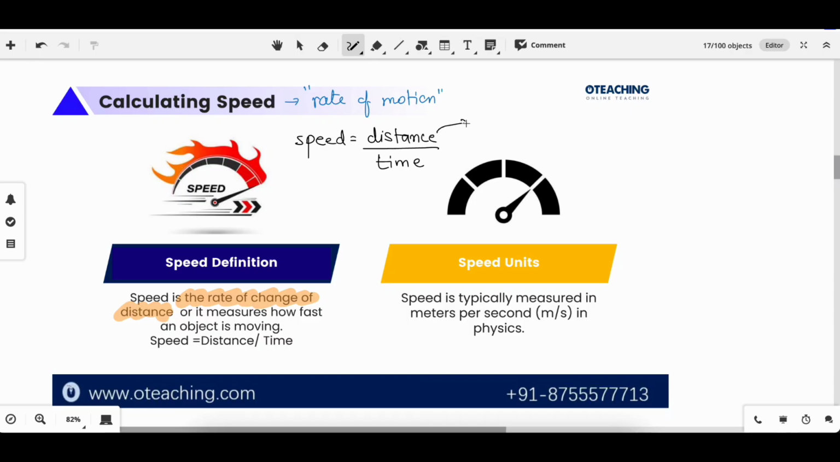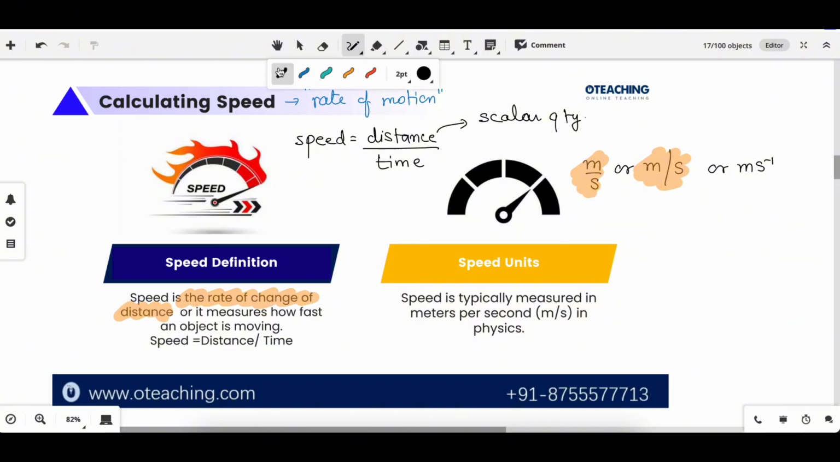And as distance is a scalar quantity, speed does not have any direction and hence it is also taken as a scalar quantity. Now, in which units is it measured? The standard unit is meters per second. You could either represent it as m divided by s, or you could write m/s. There is one more way to write it, but usually in GCSE Edexcel we work with these two notations of representing the units.